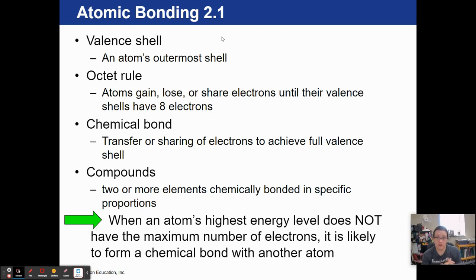Chemical bonds are one of the ways that atoms can achieve a full valence shell. So they either transfer, give or take, or share their electrons in a chemical bond. When the atoms do this, they create something called a compound, where you have 2 or more elements chemically bonded in specific proportions. A synonym that you're probably familiar with for compound is a molecule, like water.